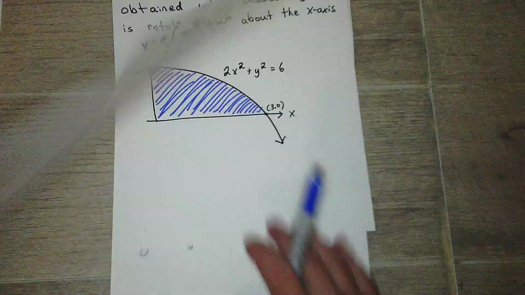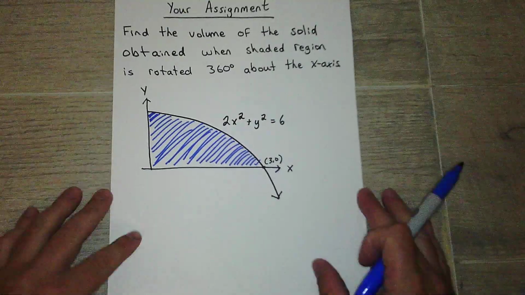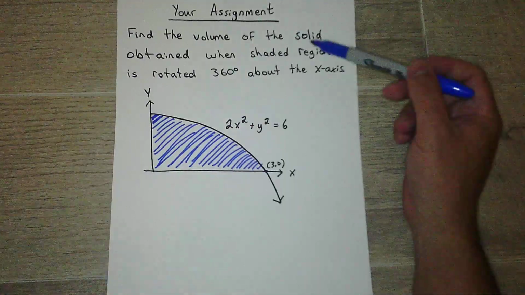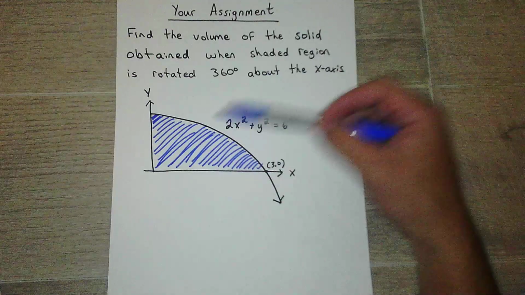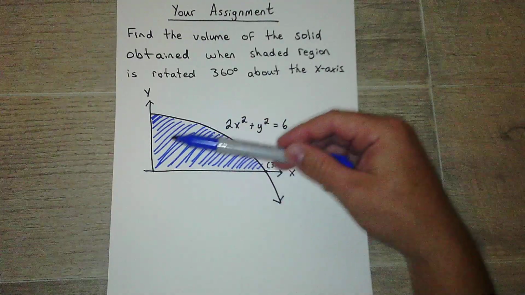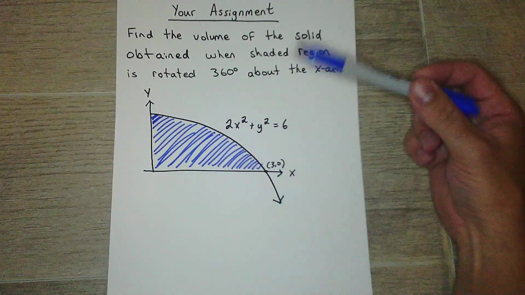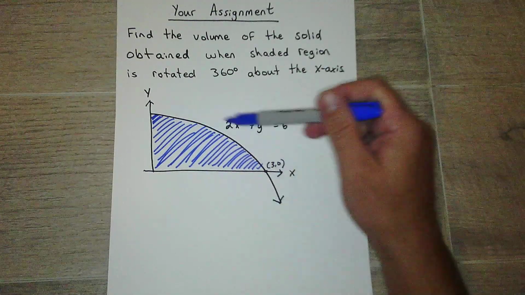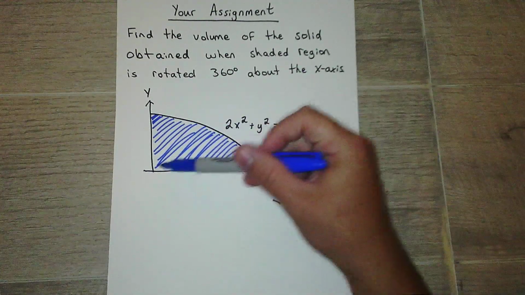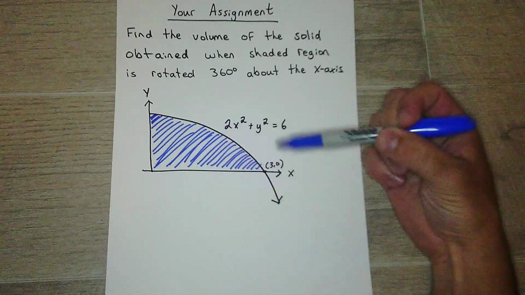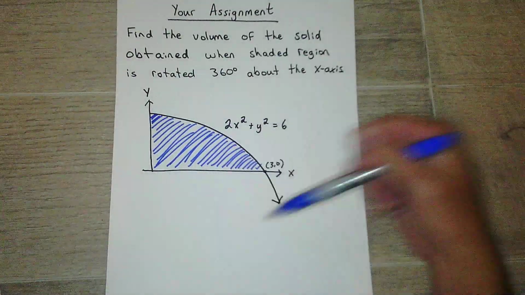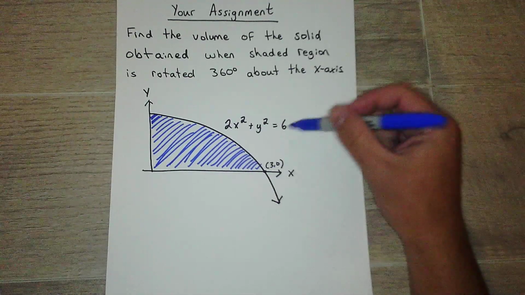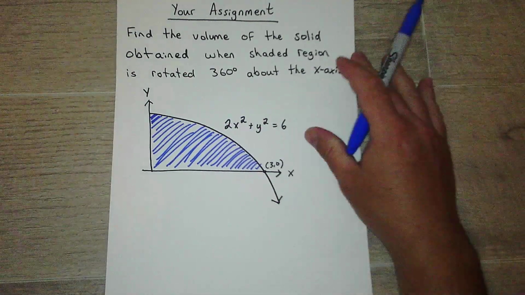So your assignment for today is similar to the question from Friday. Find the volume of this solid object obtained when the shaded region is rotated about the x-axis. Here's your equation that describes this curve. Here are your 2 points, and we're going to rotate this about the axis. It's going to get a solid that looks like a half sphere type object. So just find the volume of that object.